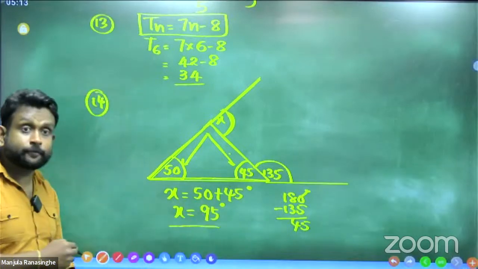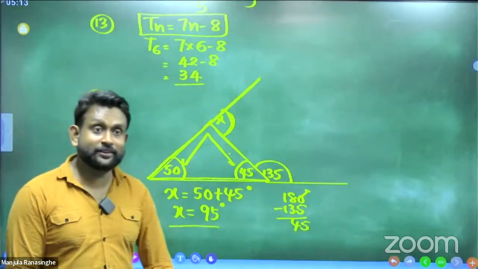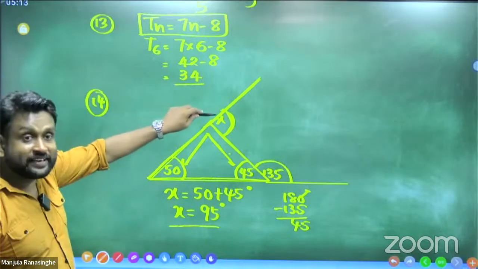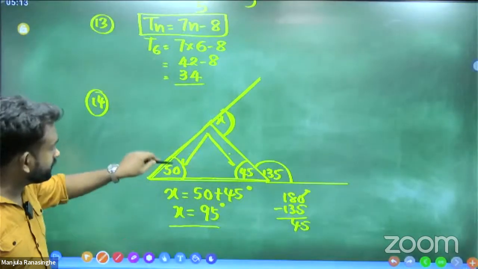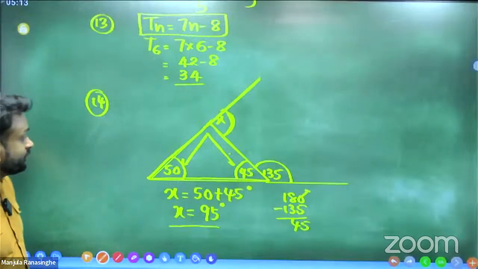X equals 95. Right. So the exterior angle is x, and it equals the sum of the interior opposite angles. 50 plus 45, that gives you 95.